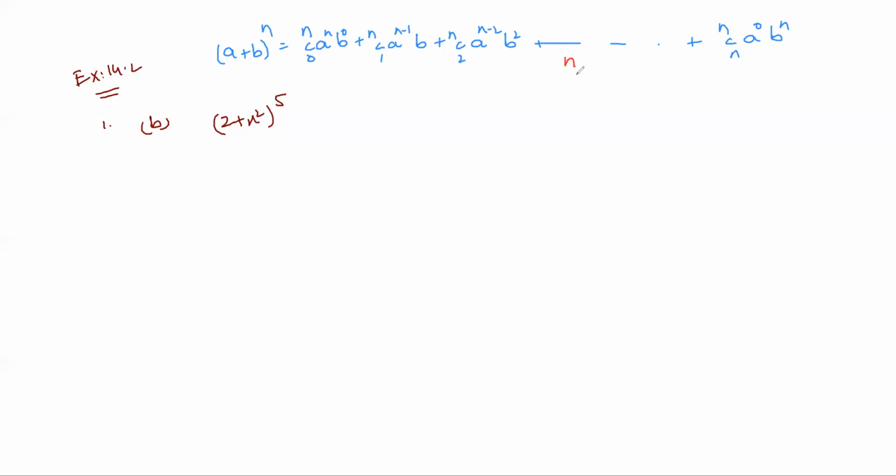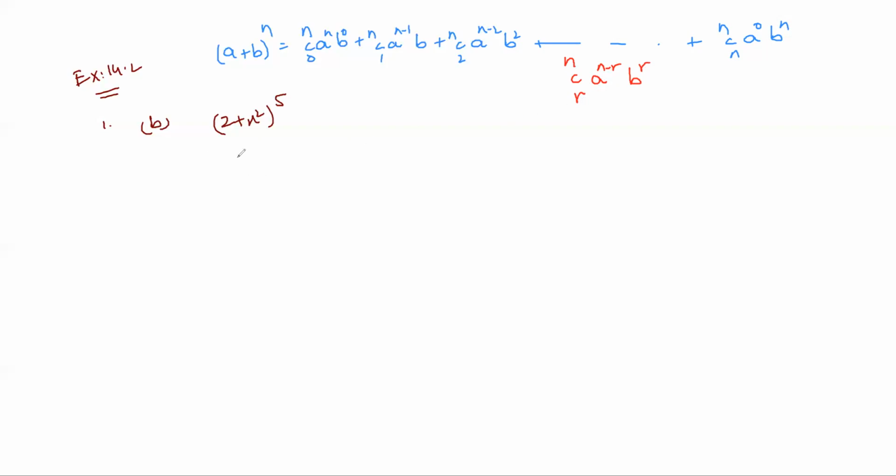The general term of this binomial is nCr aⁿ⁻ʳ bʳ. So the power on a is the difference of these two, and the power on b is just this r, okay? So we have to expand this.